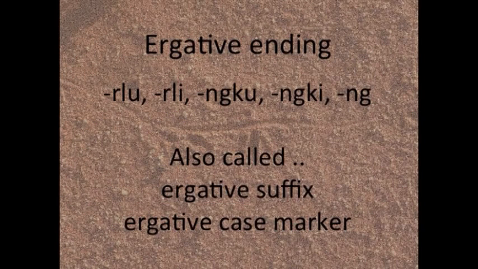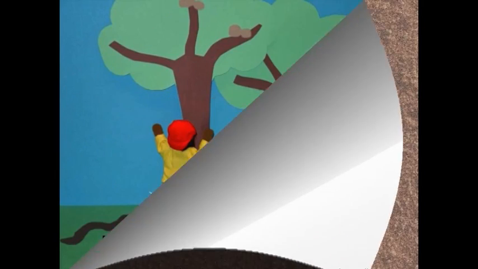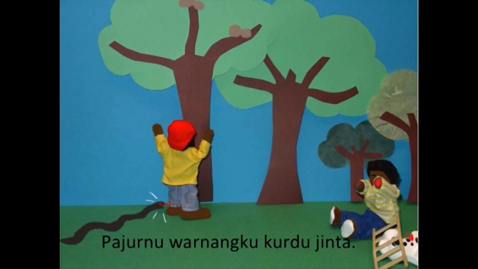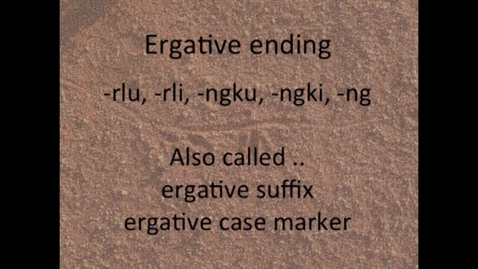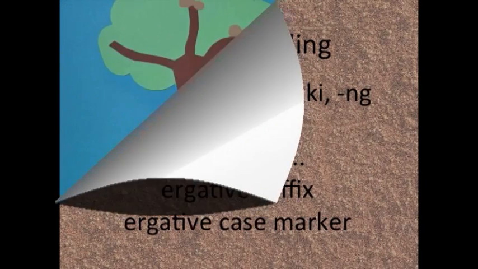One way that Warlpiri differs from English is about showing who is doing an action to someone or something else. In Warlpiri there's an ending on the word that represents who or what is doing an action, called the ergative ending. If someone says, Pachuno warnango kuru chinda, we know that the snake was the one who did the action. In the children's Warlpiri, they do use the ergative ending most of the time. This is great because it's an important Warlpiri element.